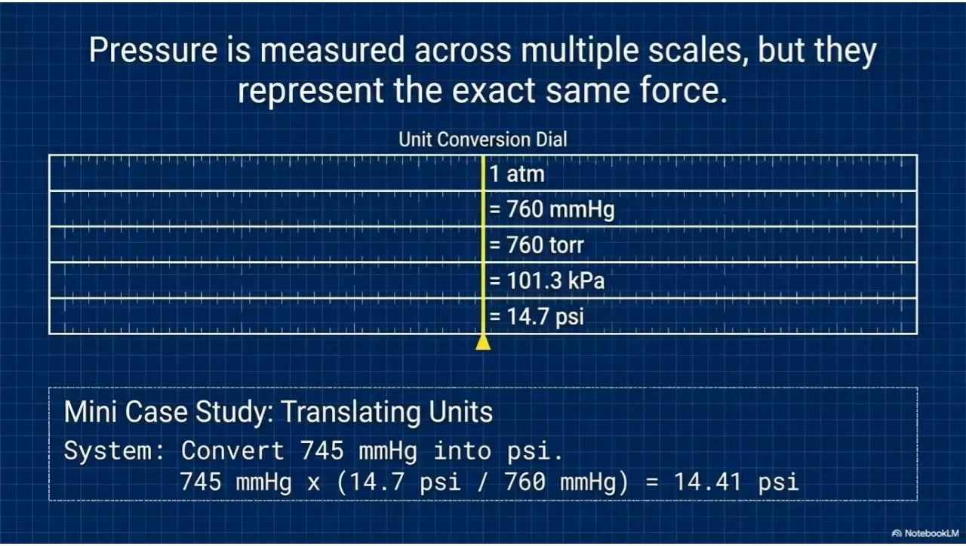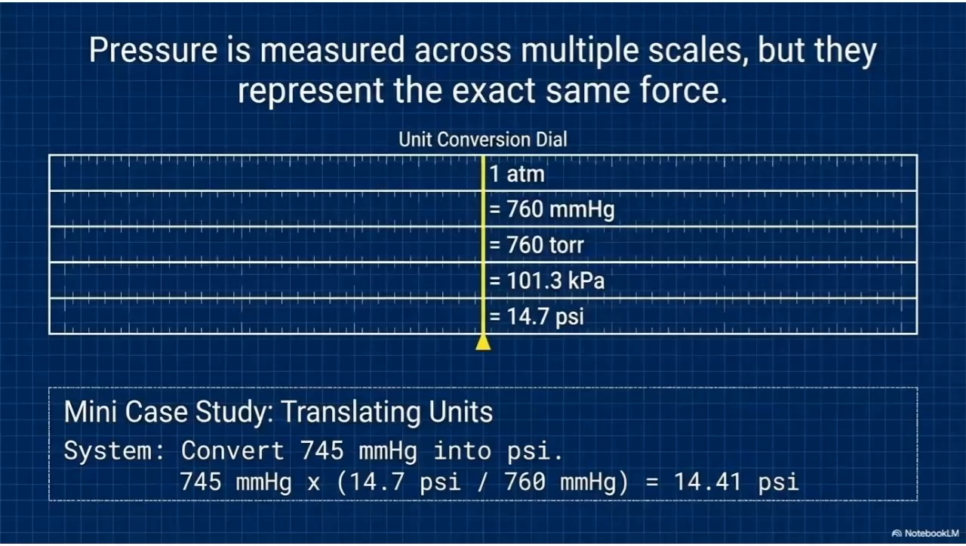I have an example down here. It says I want to convert 745 millimeters mercury into psi. So I always start with the unit I am given, which is 745 millimeters mercury. And then I know I have to cancel the millimeters mercury, so I'm going to divide millimeters mercury and multiply by psi, which is what I want.